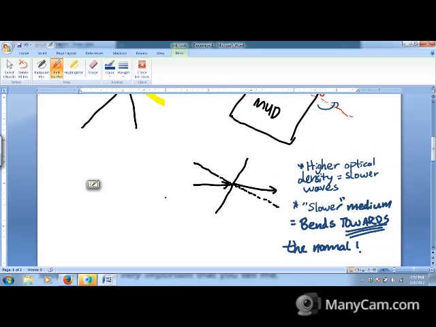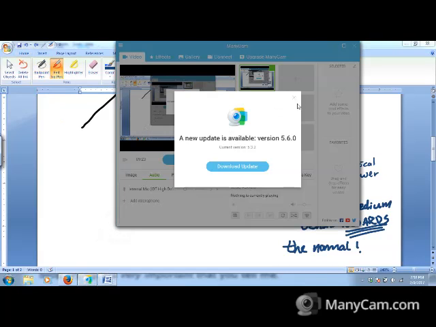And I still do this in my head sometimes. I still draw like a little cart thing with one of the wheels in the new boundary, and I kind of think about what would happen if this wheel is in a slower environment with a higher optical density. Then it's going to be slower, and this one's going to turn more. Okay, so it's going to be bent toward the normal. That's how I think about it, and hopefully you will do the same.